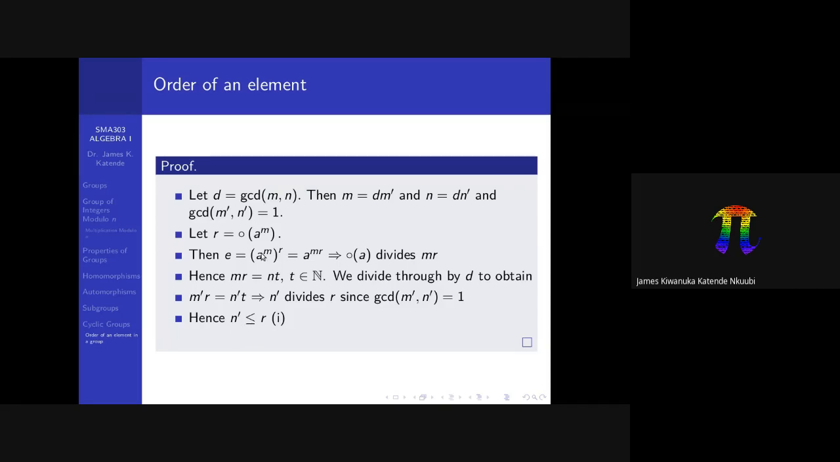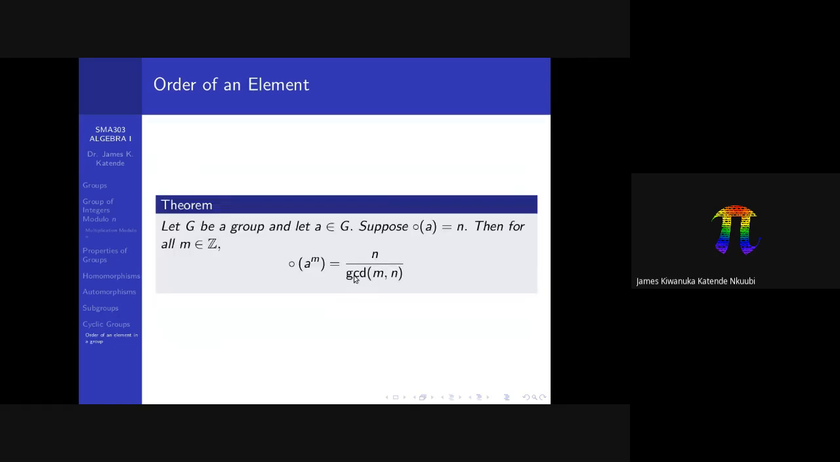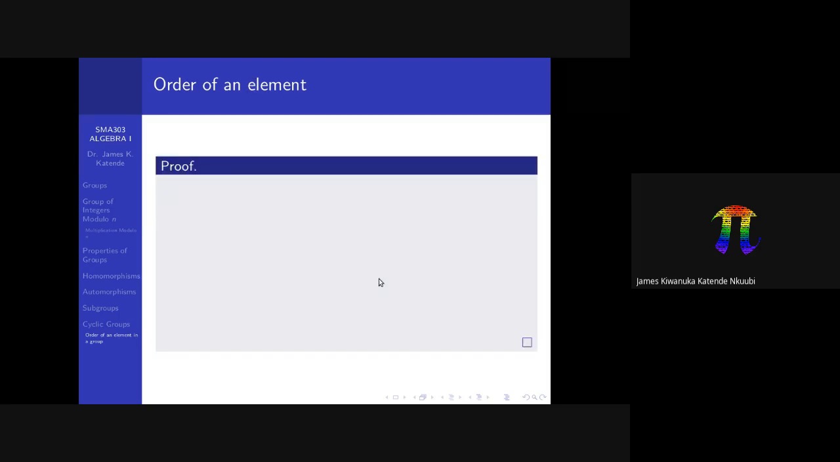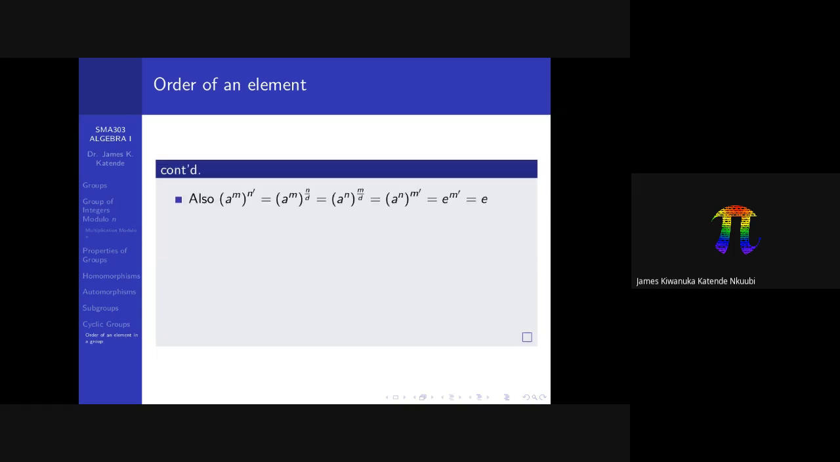Now this N prime is precisely the same thing as N over D, which is N over the GCD of M and N, right? Keep track of that. N prime is exactly this thing. I'll just go back to the theorem. This thing is N prime, the whole of this. So let's look at the next bit.